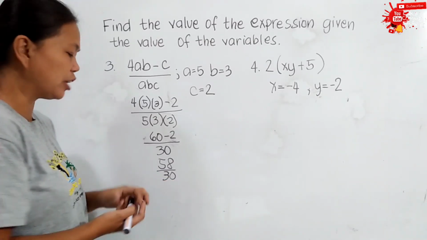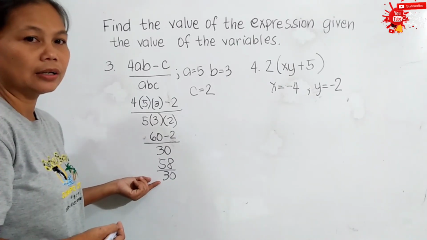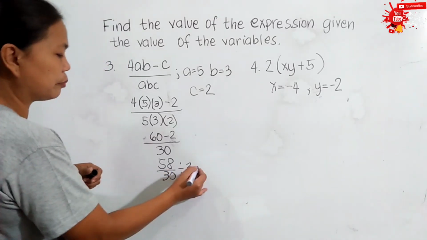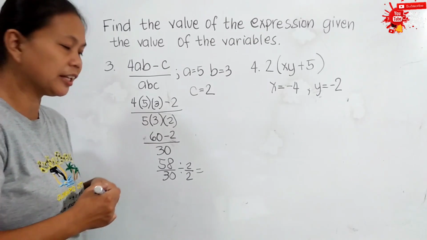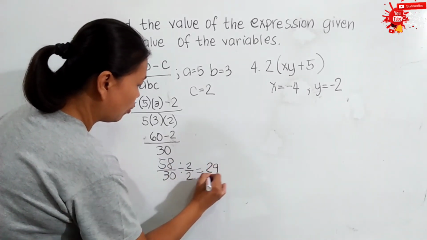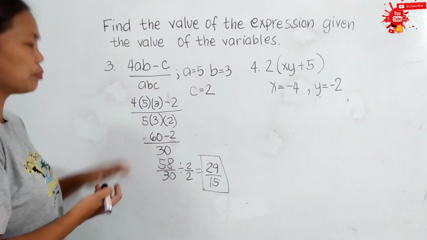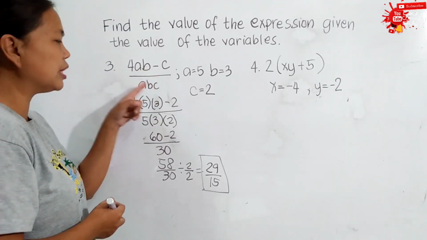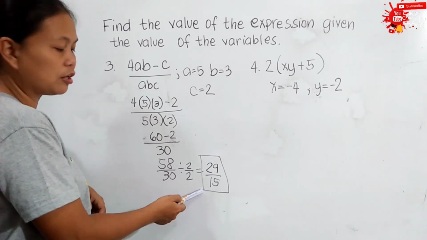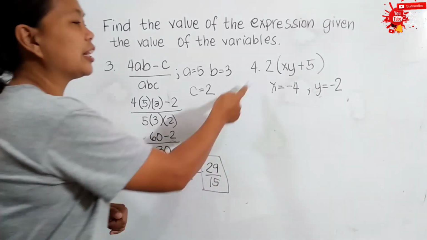So now, if we are given a fraction and we cannot divide 58 exactly by 30, so we just get the lowest term of 58 over 30. Okay? So they are both divisible by 2. So it means that we will divide the numerator by 2 and the denominator by 2. So we will have 58 divided by 2 is 29 over 30 divided by 2, which is 15. So this will now be the value of the algebraic expression 4ab minus c all over abc if a equals 5, b equals 3, and c equals 2, which is 29 over 15. Okay? I hope you understand our discussion for example number 3. Now, let us have number 4.